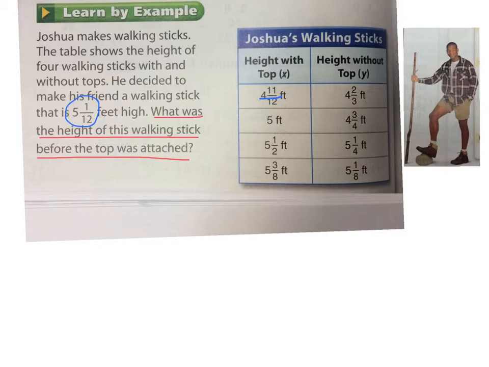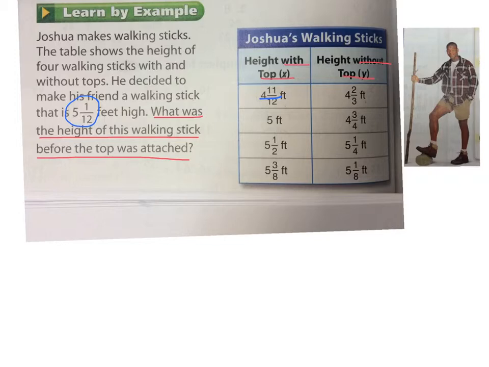In my own words, I would say it shows what's on the graph or chart. It shows the height of the walking sticks without the top on this side, and on the other side it shows with the top. Okay, so what do we need to do? If we subtract the height without the top from the height with the top, we should be able to find our answer. Okay, so let's find out.